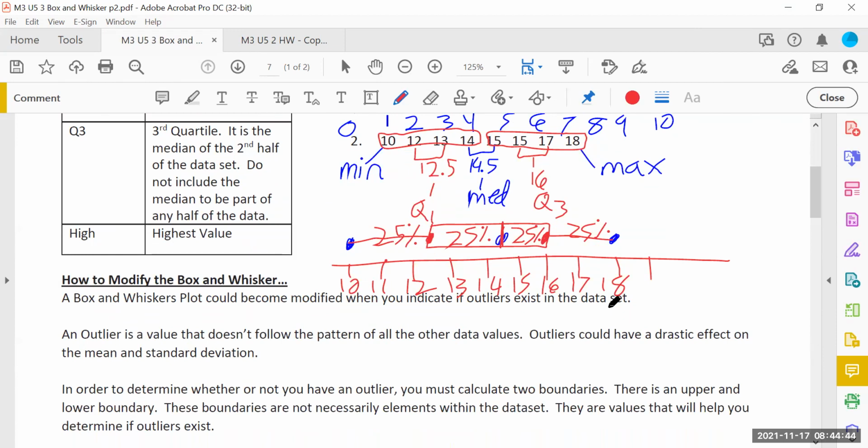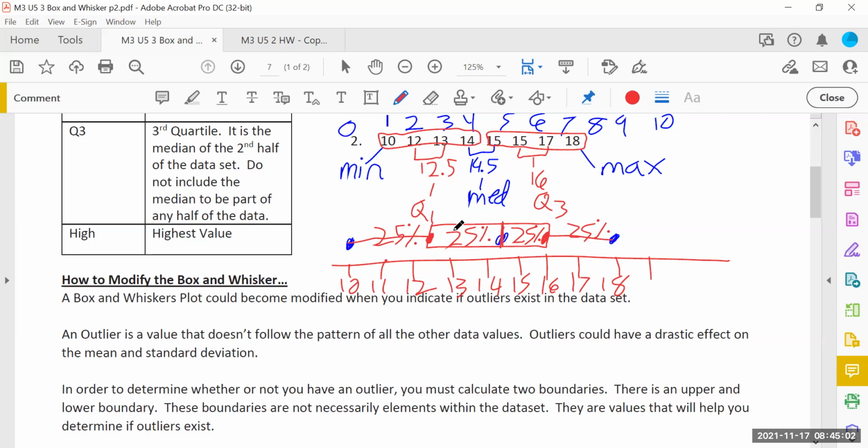Because since the bottom had 4 numbers, there was still no middle. And so I had to average them. Anytime you have an even data set and you need a median, you go to the middle 2 numbers and average them. Does that make sense? What was your question?